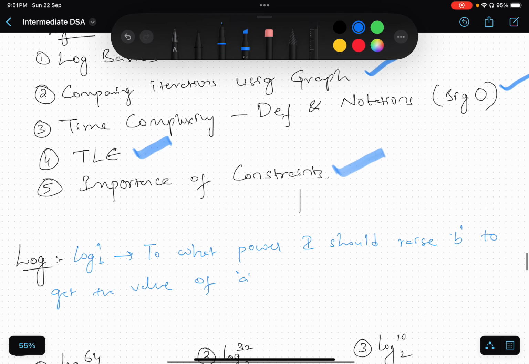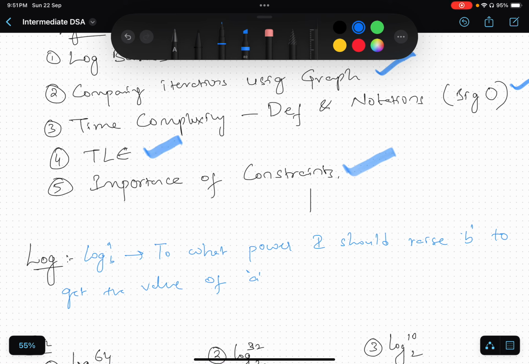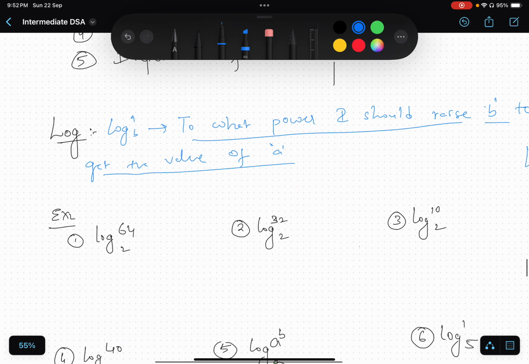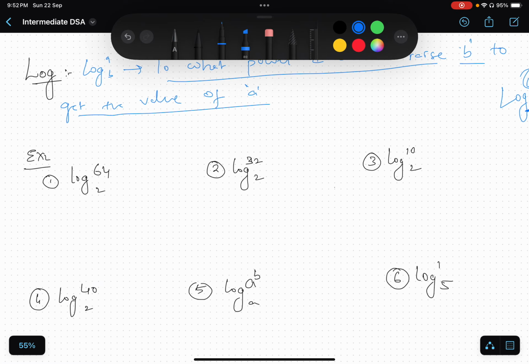logarithms and basics. So whenever I write log a base b, in general that means to what power I should raise b to get the value of a. So log a base b means to what power do I raise my b so that I'll get a value of a. So we'll see that. Let's take some examples.